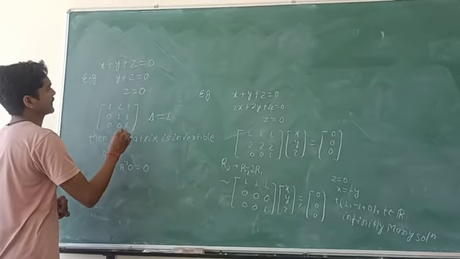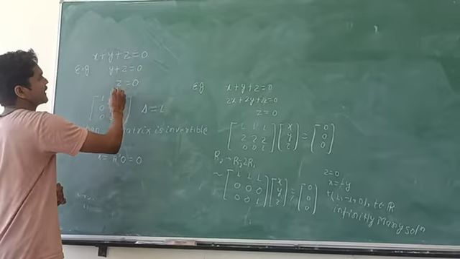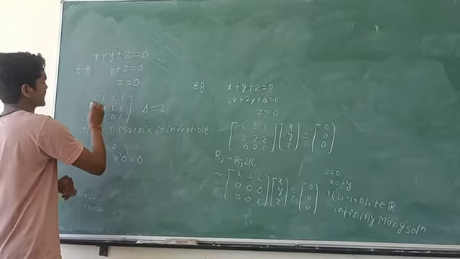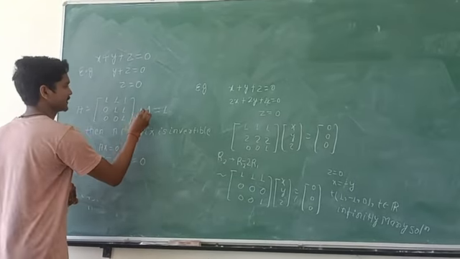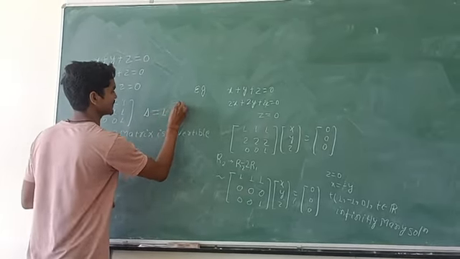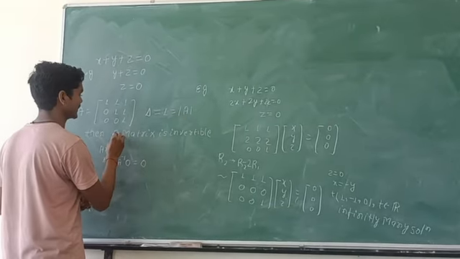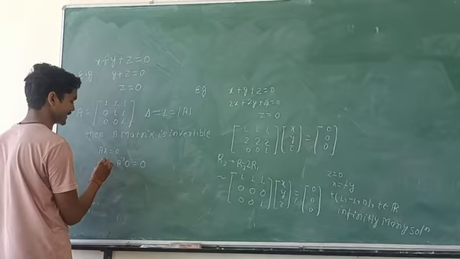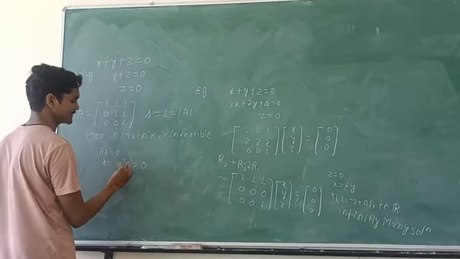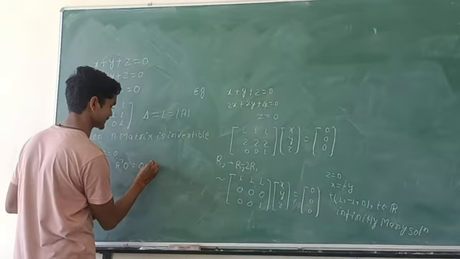Let's move to an example: x plus y plus z is equal to 0, y plus z is equal to 0 and z is equal to 0. The coefficient matrix A is this, and delta, the determinant of A, is equal to 1. Then the matrix A is invertible and X is equal to A inverse times 0, which is 0. That means x, y, z is equal to 0. Trivial solutions.